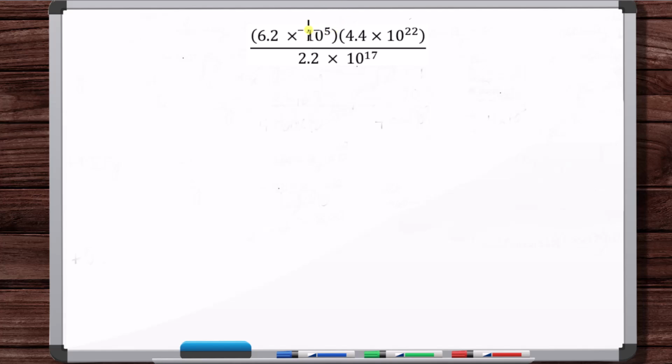All right, so in this problem, we've got more than one step. We'll do this multiplication in the numerator first, and then we'll do the division. However, how we handle the significant figures is a little different here. But again, there's a whole separate video on significant figures that goes into detail on all of this.